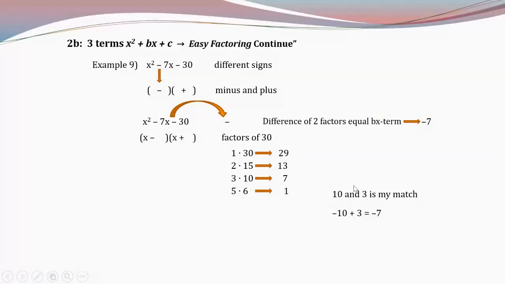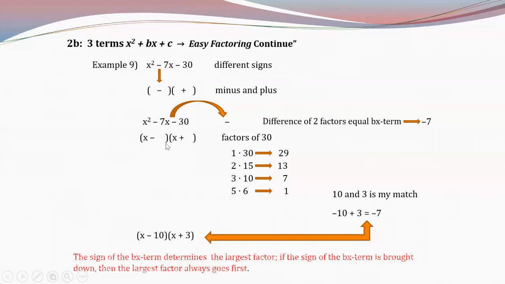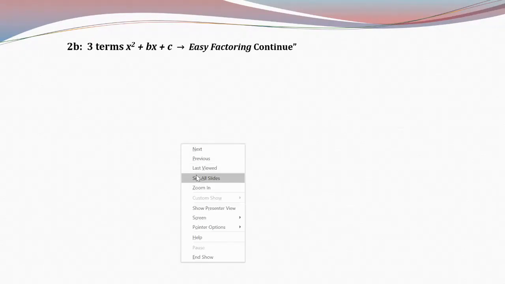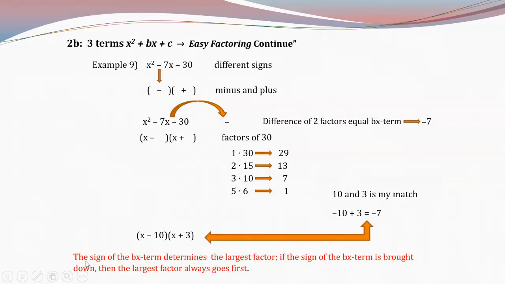But check this out, guys. This here on the right, I do that so you can see exactly what's taking place. If you bring the sign down, the biggest factor of the combo that will give you 7 will always go first. So it'll be 10 and 3. Here's the observation: the sign of the bx term determines the biggest factor. If you bring the sign down, then the biggest factor always goes first, because the rule is this sign determines the biggest factor. That's why it's going to be 10 and 3.